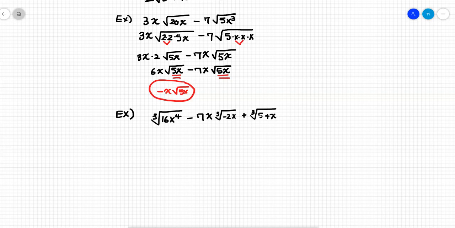Now, if you see this right now, the only thing I can tell you is that they have a cube root for all three terms. But the radicand is all different, right? So we're going to have to somehow rewrite the radicand and see if we can come up with the same radicand so we can do the operations here. Okay, so give me a second.